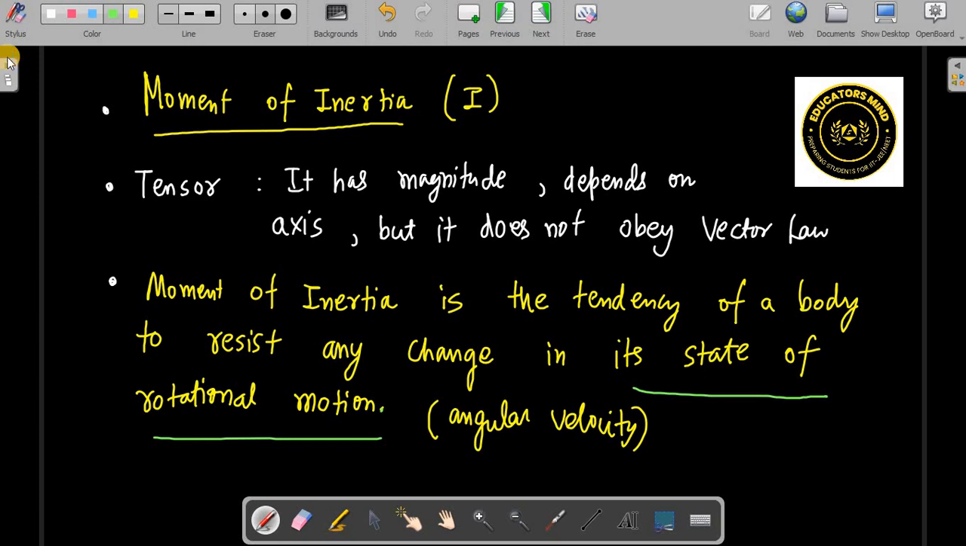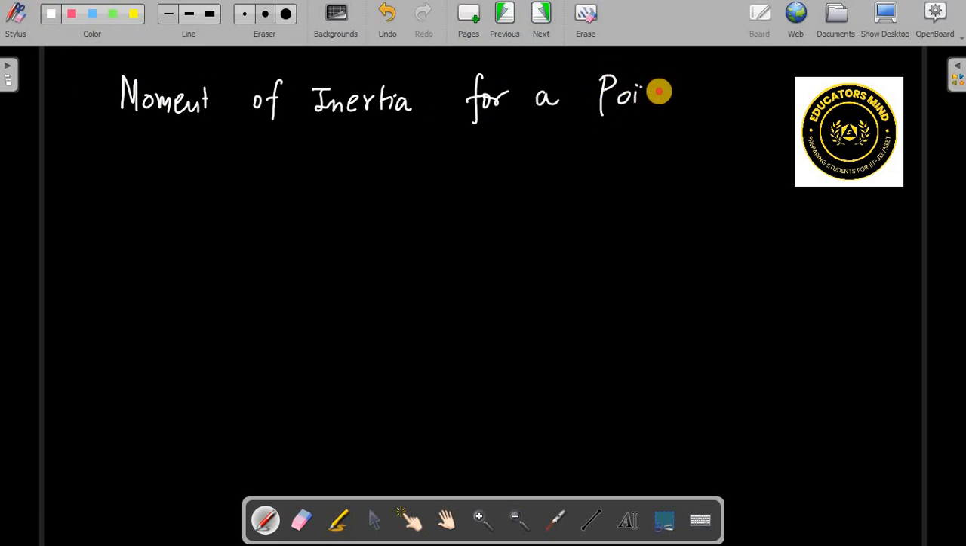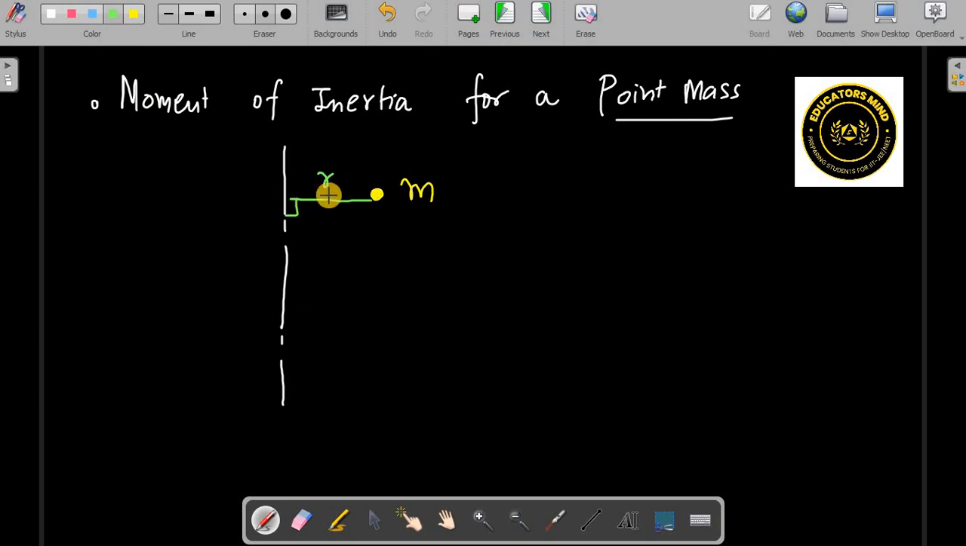Then how do we calculate moment of inertia? Let's understand moment of inertia for a point mass. Suppose there is a point mass m. The mass of this body is m. It's a point mass, and let us consider that there is an axis about which this body can rotate, and the perpendicular distance from the axis is r.